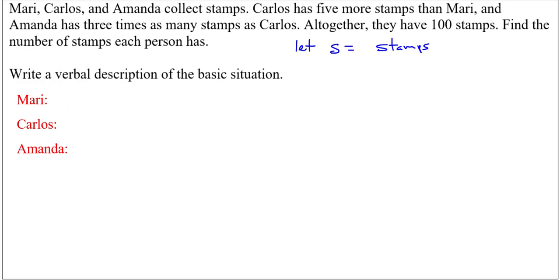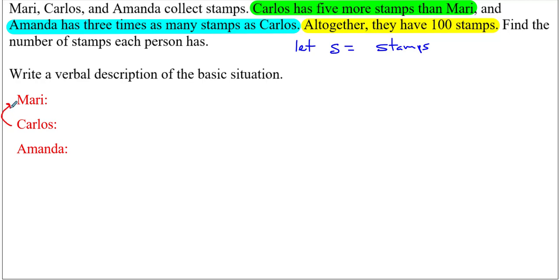We want to find our important information. We got a piece right here. Carlos has 5 more stamps than Marie. We also have Amanda has 3 times as many stamps as Carlos. And then we also have all together they have 100 stamps. So let's find out who is being modeled after who. Well, Carlos has 5 more than Marie, so Carlos is being modeled after Marie, and Amanda has 3 times as many as Carlos. So Amanda is modeled after Carlos. So it looks like Marie is not modeled after anybody, so Marie will be our single variable S.